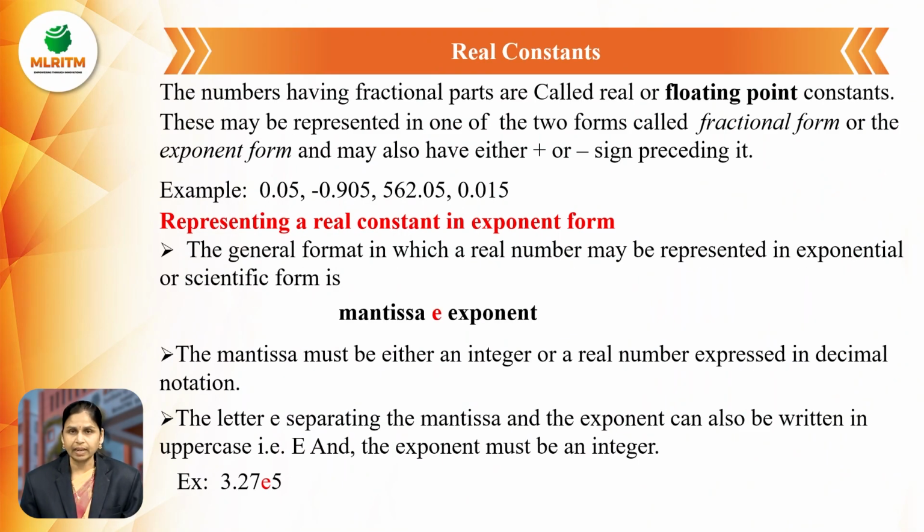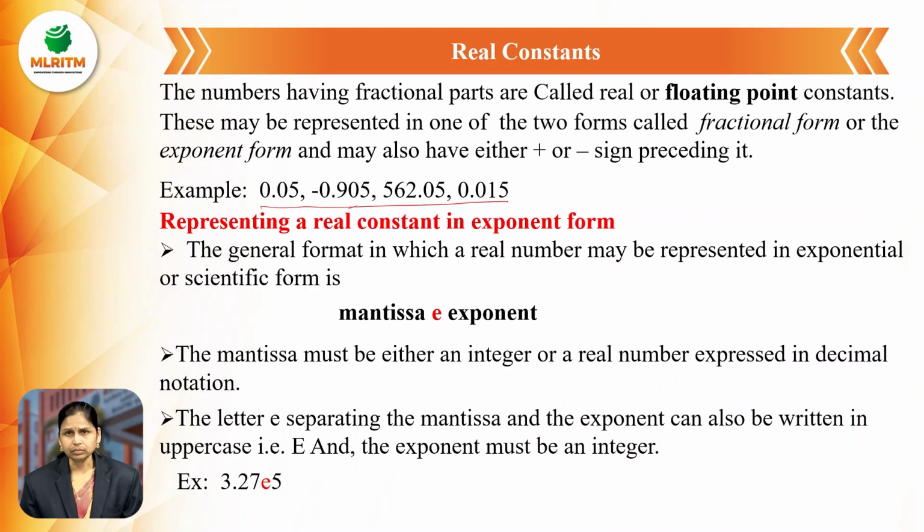Next one is real constants. Real constants contain numbers with a fractional part. Here when we observe the examples, 0.05 is a fractional number, and minus 0.905 is a fractional number. Real constants also may be positive or negative numbers. A number without any sign is treated as a positive number. When we use the minus, it is a negative number.